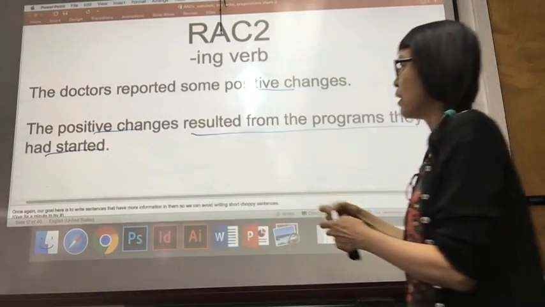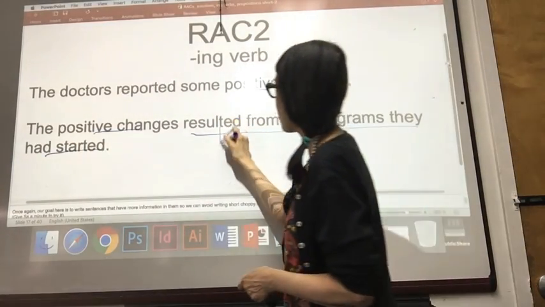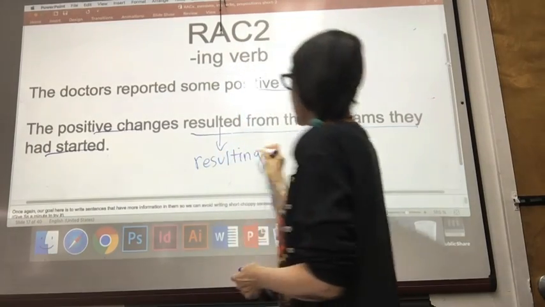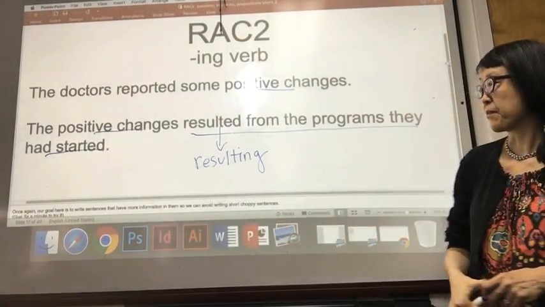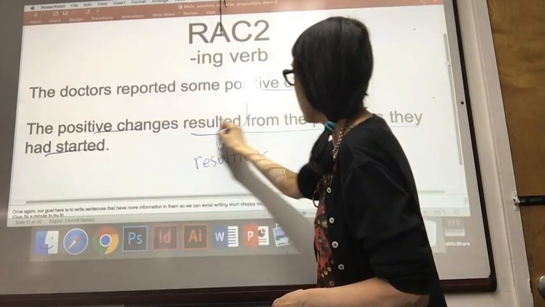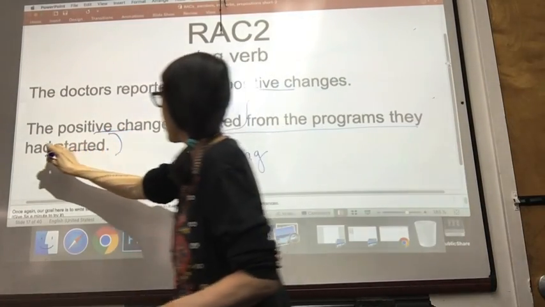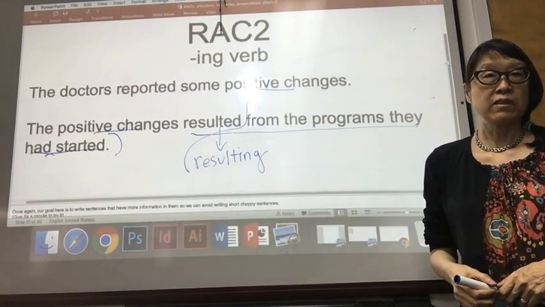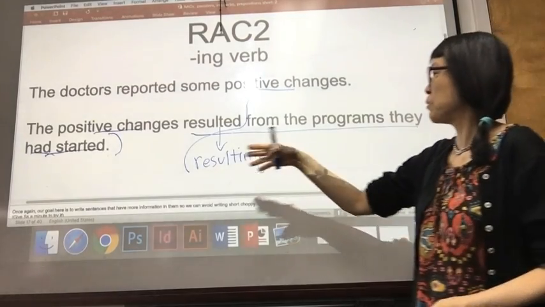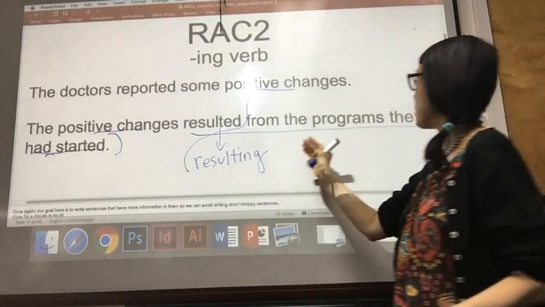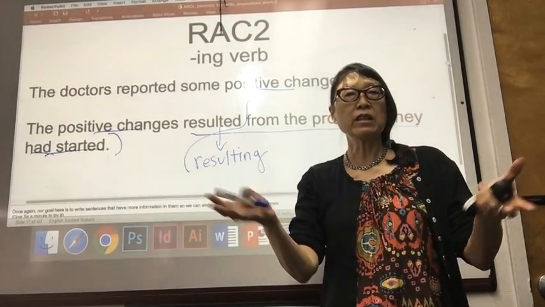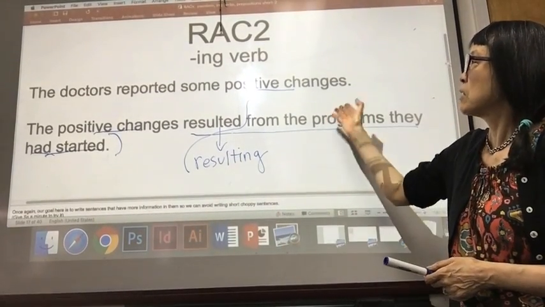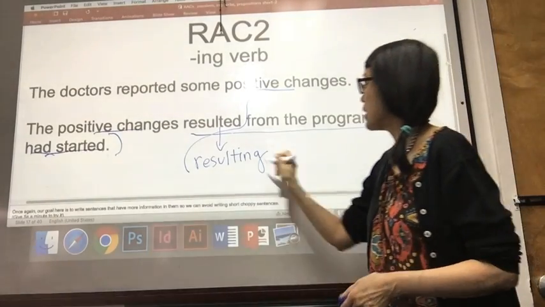Now, we can change resulted to resulting. And now this is your reduced adjective clause, right? Let's all repeat after me. Resulting from the programs they had started. Reduced adjective clause using the ing form of the verb.